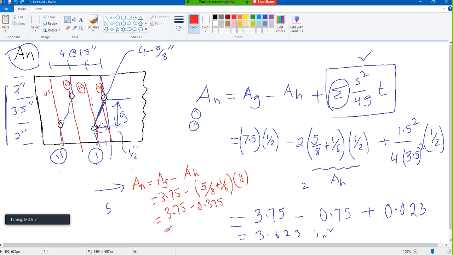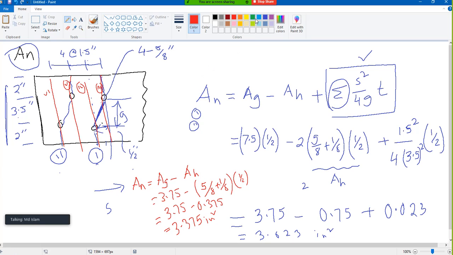I do not know, I just wrote something here. Let me check it. 5 divided by 8. I got here 3.375 inch square.